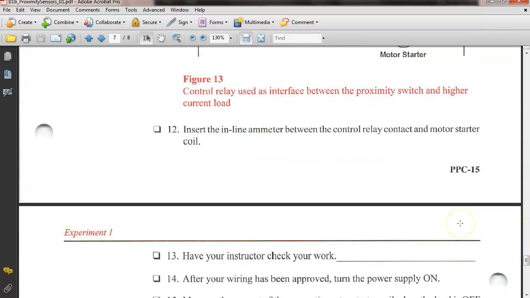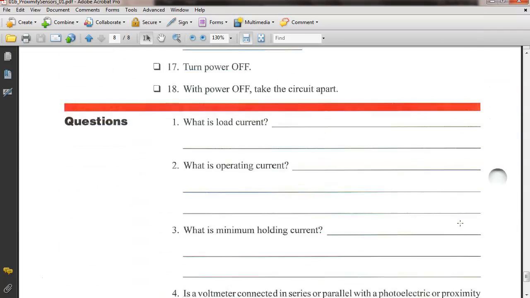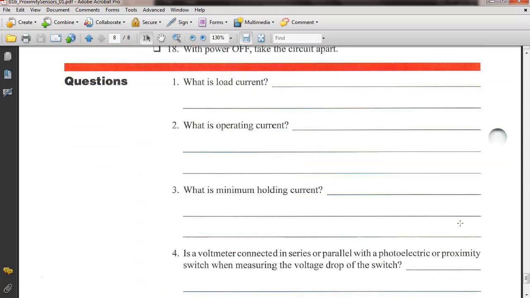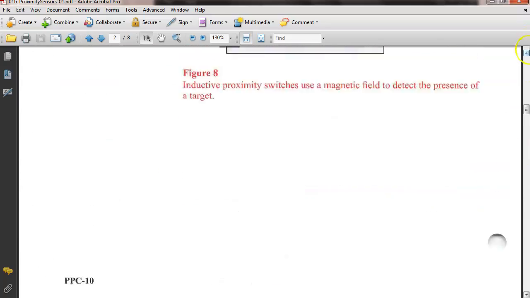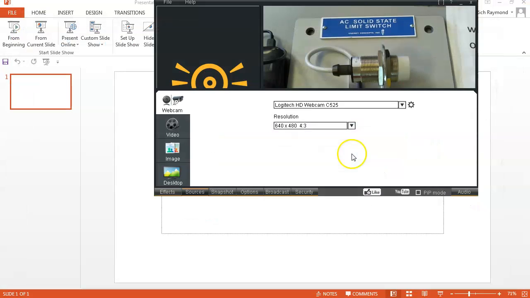Any questions on this? Now, these lab questions you're supposed to answer on your own, right? Okay, let's look at lab 2.